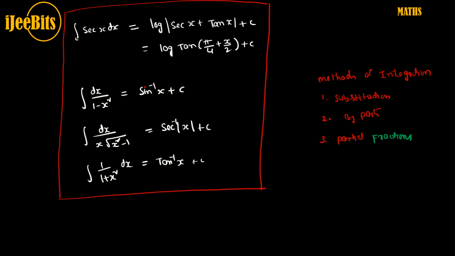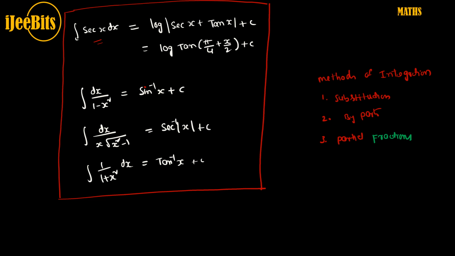Whenever you see integration of secant x dx, the expansion for integration of secant x dx is log of secant x plus tan x plus constant. We can also rewrite it as log tan of pi by 4 plus x by 2, plus c. So you have to carefully see what options are given, and then choose your solution accordingly. Right, this is one thing.